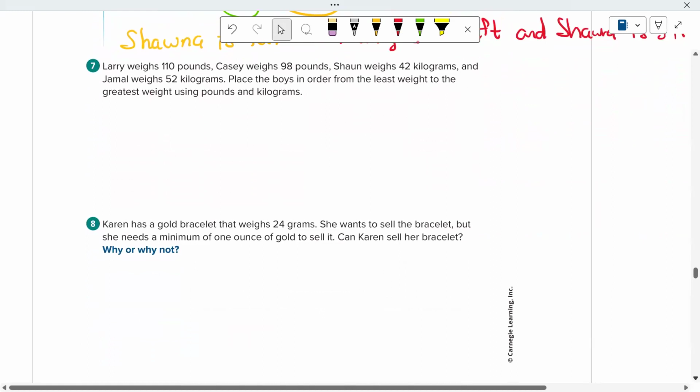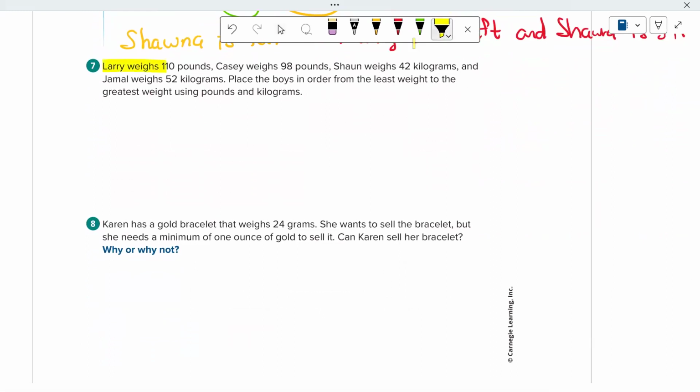Larry weighs 110 pounds. Casey weighs 98 pounds. So notice the units are the same. That's great. Pounds, pounds. We do recognize that. Sean weighs 52 kilograms. Notice a different unit, 52 kilograms. And Jamal weighs 52 kilograms. Oh, that's a lot of you there. Place the boys in order from least to greatest using pounds and kilograms.